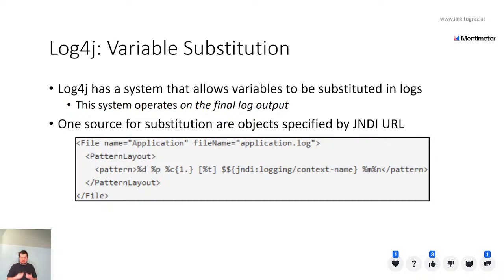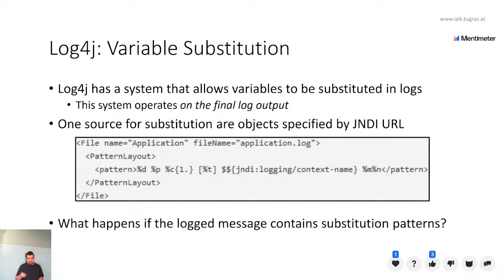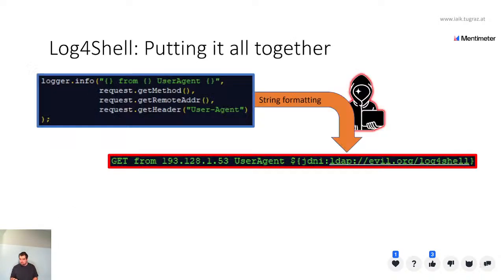There has to be some combination of, well, either people didn't realize what JNDI does, or they didn't realize that the substitution behavior worked the way it did. Some combination of these things had to have happened for this to have happened. Now, of course, we've been talking about it for the entire thing: what happens if the log message contains substitution patterns?